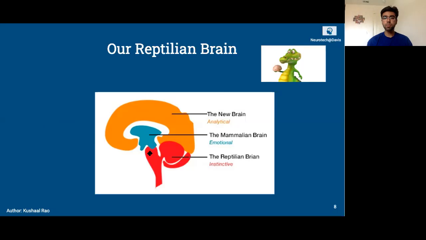And this is the most primitive region of the brain. It's responsible for instincts, for reflexes, for just keeping us alive and keeping our bodily rhythms. And it's associated with the back and lower part of the brain.